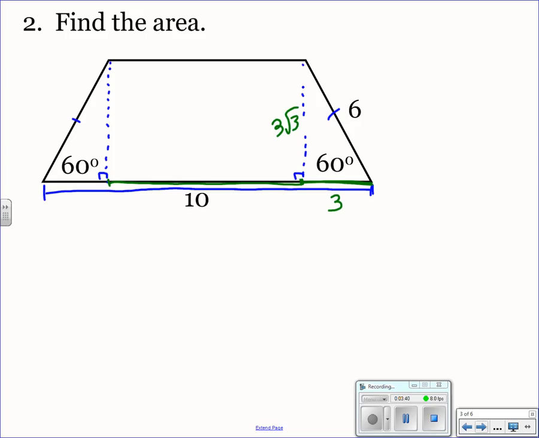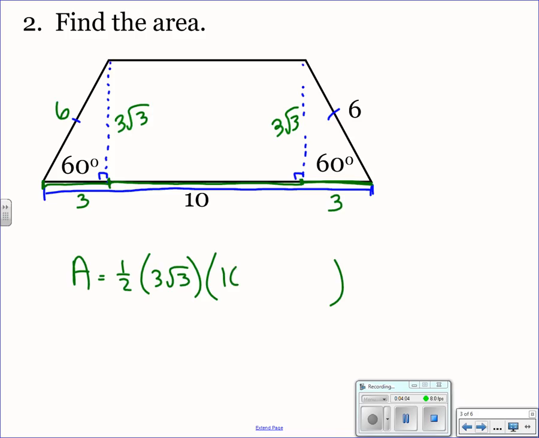Since those triangles are congruent, we couldn't do it if it wasn't isosceles, so I threw that in at the last minute, so we know it's isosceles. That's 3. This is 3√3. I should have had a 6 in there. So we know our area is 1/2. The height is 3√3. Well, I know one of the bases is 10. So let's talk about how we're going to get the other base. If the whole segment is 10, this is 3, this is 3. So subtract 6 from that. The other base is going to be 4.